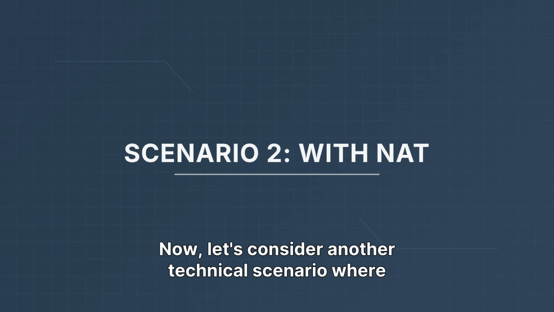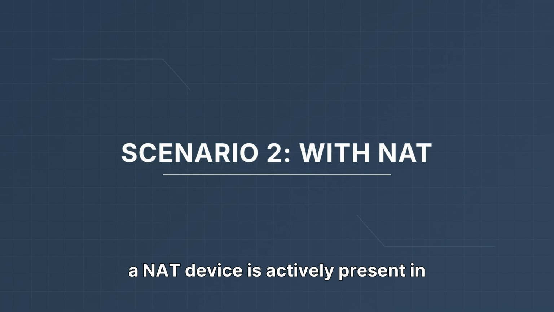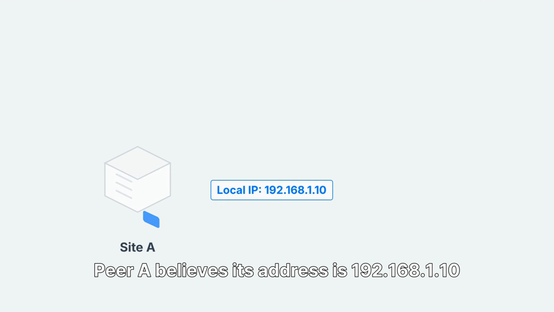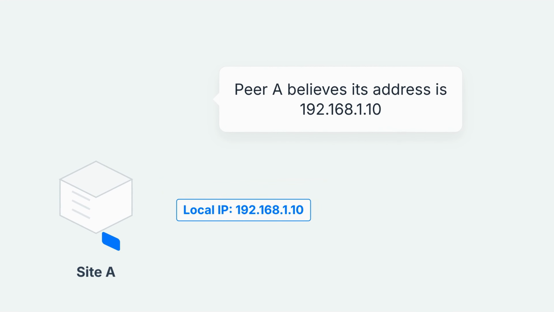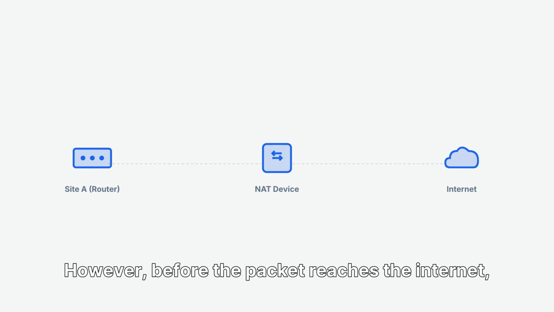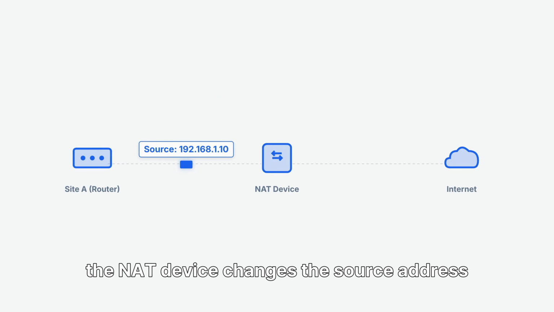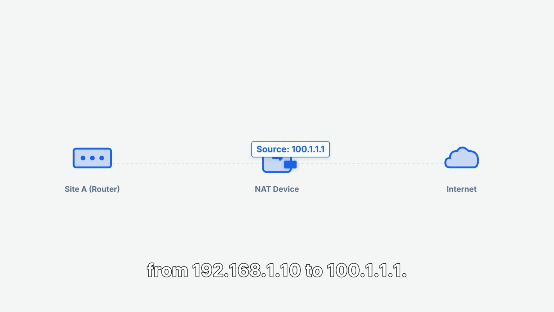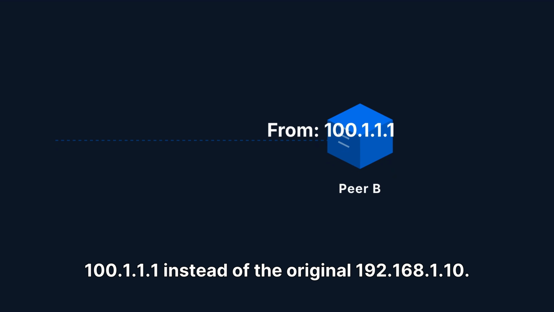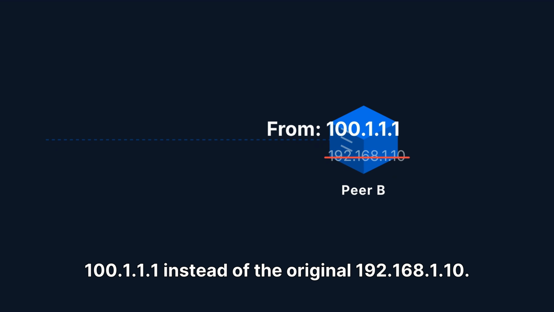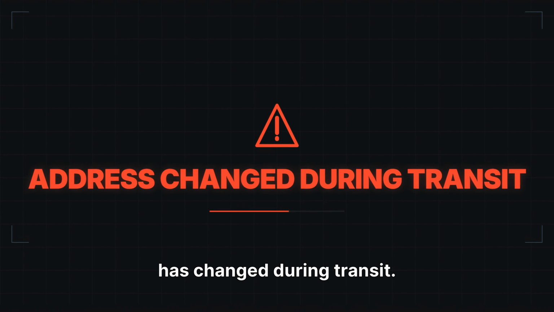Now let's consider another technical scenario where a NAT device is actively present in the network path. Peer A believes its address is 192.168.1.1 because that is the address configured on its interface. However, before the packet reaches the internet, the NAT device changes the source address from 192.168.1.1 to 100.1.1.1. Now, peer B receives the packet from 100.1.1.1 instead of the original 192.168.1.1. As you can see, the source address has changed during transit.